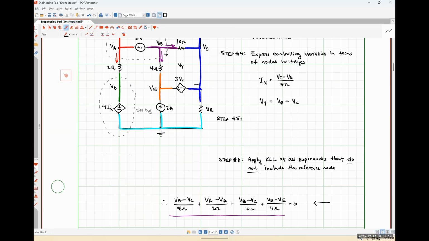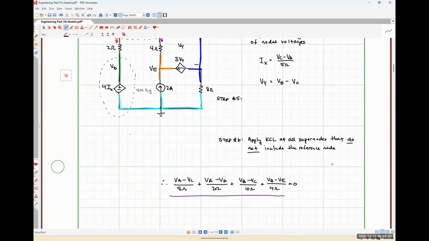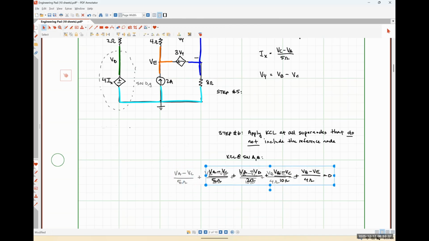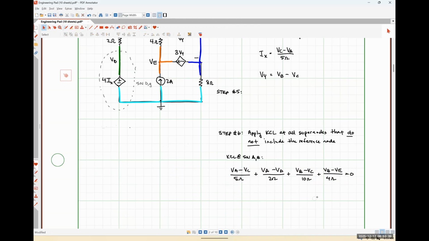Okay. We've only got one supernode that does that. So that would be KCL at supernode AB. And I'll be damned if we don't already have that equation. So I'm just going to take this, move it over here so that it lines up a little nicer. Okay. So we've already got step 6 done. Okay. So now let's figure out what the hell that missing step is.